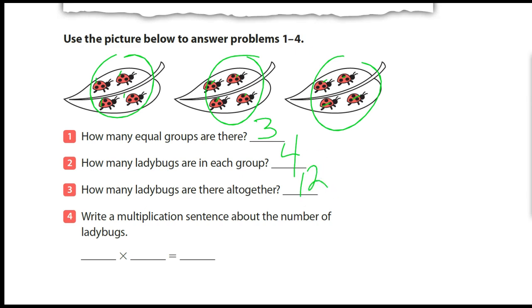So what would be my multiplication sentence about the number of ladybugs? 3 tells me how many groups there are, right? Times 4 tells me how many in each group equals 12. That tells me how many are all together.